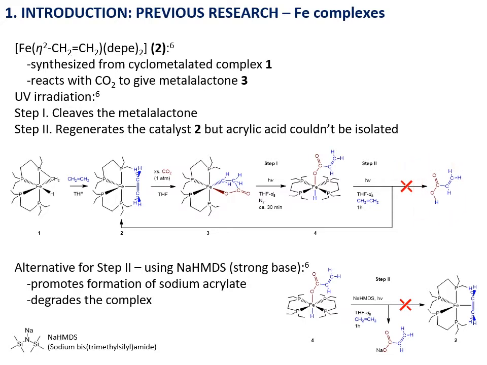Two possible methods were reported, but unfortunately none of them offer a catalytic cycle. When UV radiation is used in the presence of ethylene, although the catalyst gets regenerated, the formation of acrylic acid is not observed. The second method uses a strong base, such as sodium bis(trimethylsilyl)amide, to cleave the acrylate. This gives sodium acrylate product, but also degrades the organometallic complex.